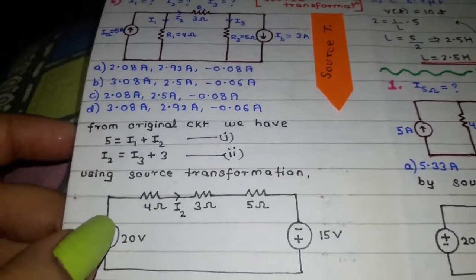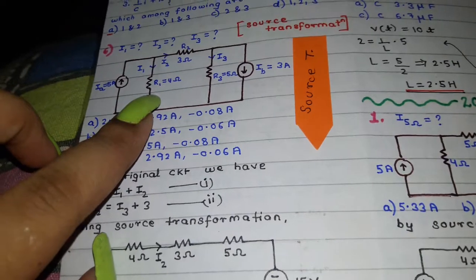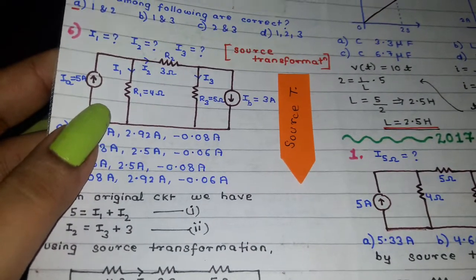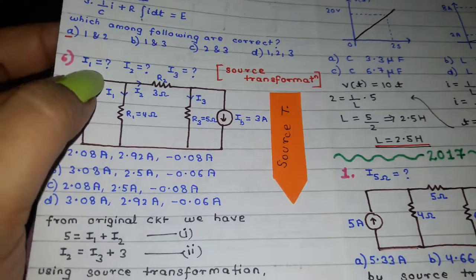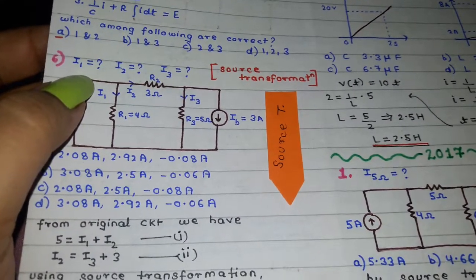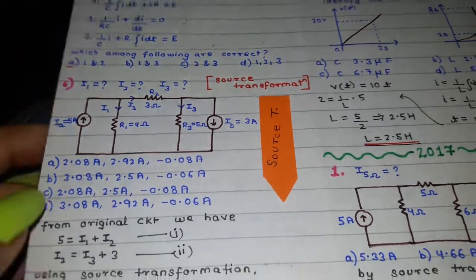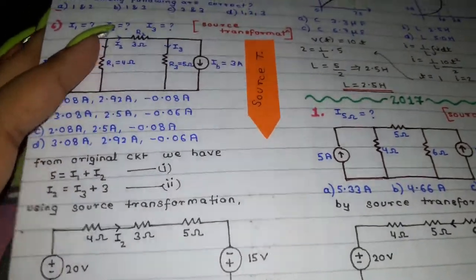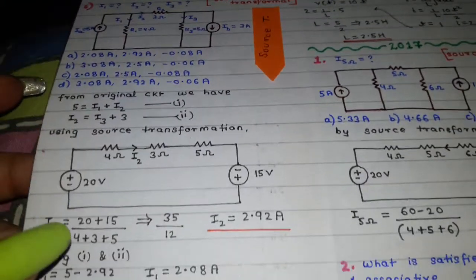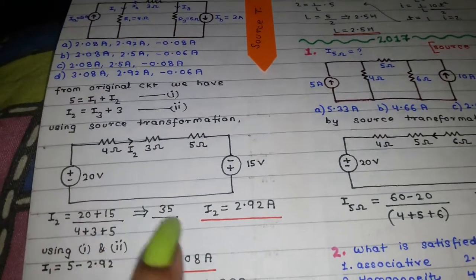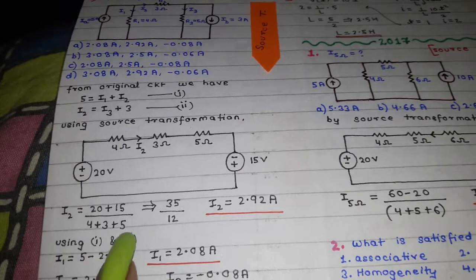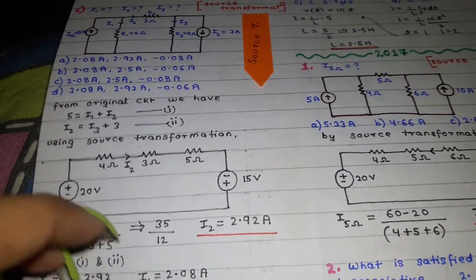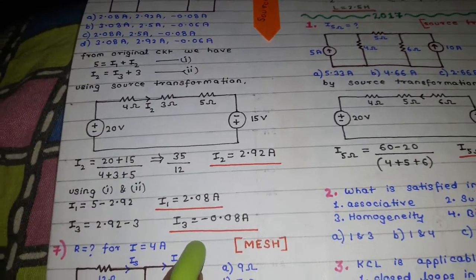Then we perform source transformation because we have a resistance in parallel to a current source, a clear indication that we can apply source transformation, and it is nowhere mentioned that the sources are ideal. On applying source transformation, your circuit is converted from this to this. Then we calculate the value of I2 by total voltage upon total resistance, and when you get the value of I2, you put this I2 in these two equations to get your I1 and I3.